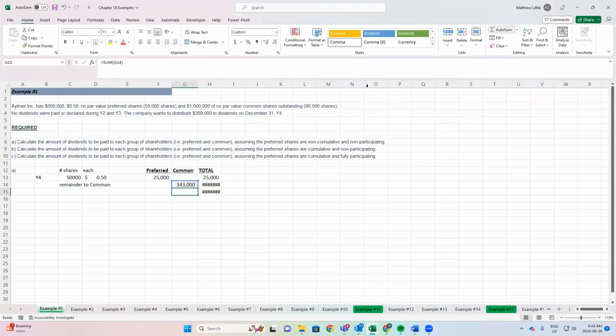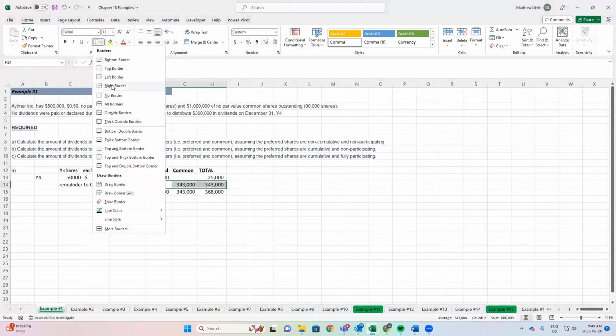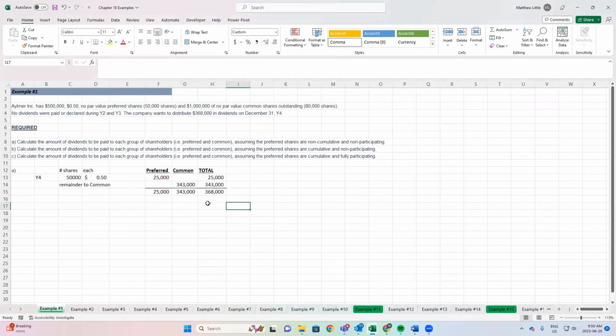Let's fix this. Our total allocation would be $25,000 for the preferred shareholders and 343,000 for the common shareholders. So our total allocation is 368.